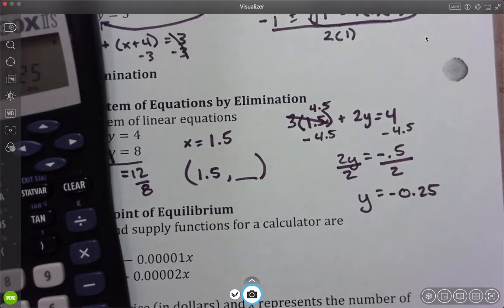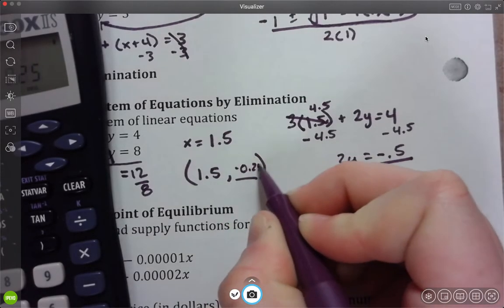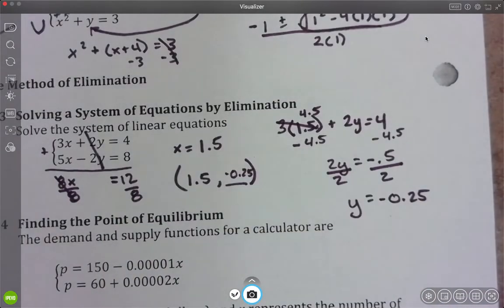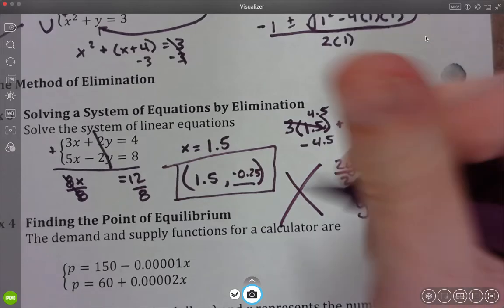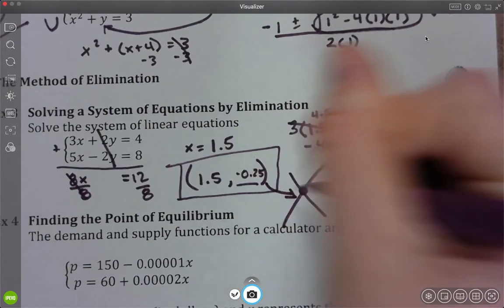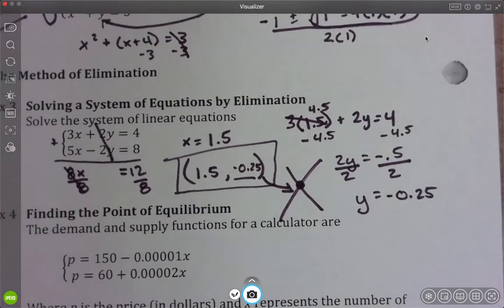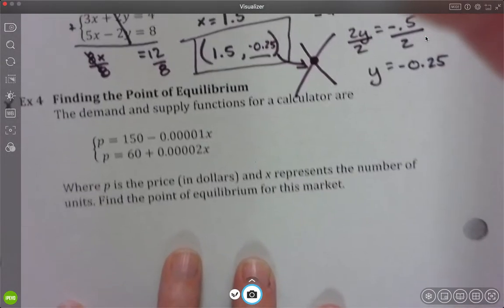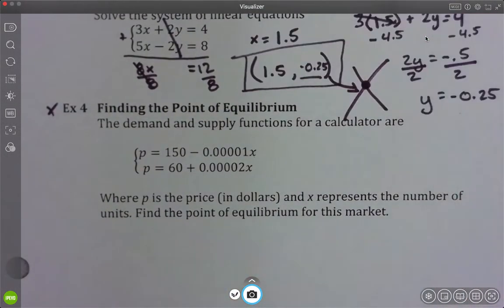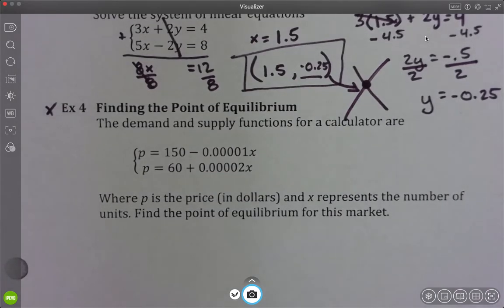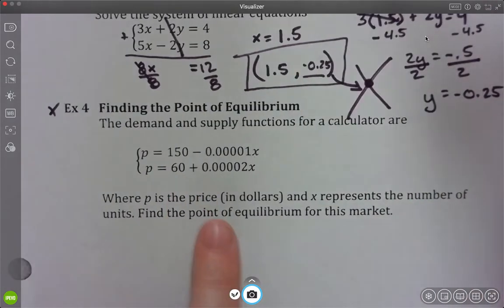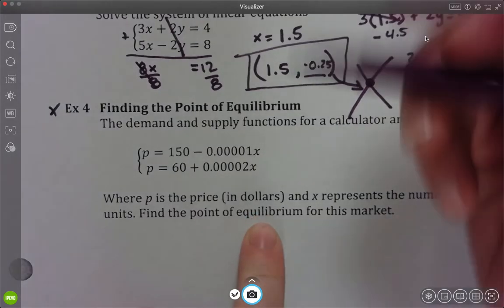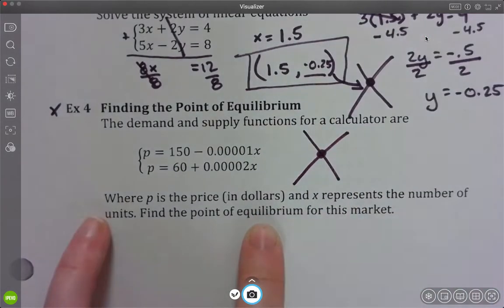Negative 0.25. So these two are linear functions. They are going to cross each other. So the linear functions are going to cross each other at the point 1.5 and negative 0.25. That's what these are going to look like. Okay. Now, in real world or in supply and demand, like economics stuff, you might use either substitution or elimination to find where the point of equilibrium is, which is the place where those two functions intersect one another.